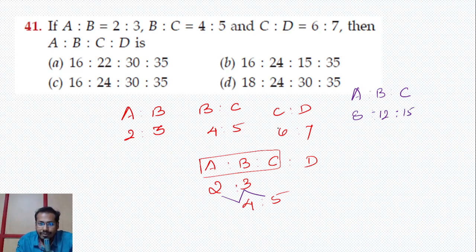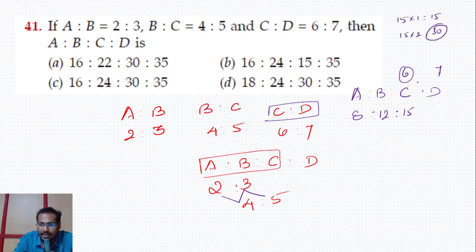Now I need to find D, correct? So who is in relation with D? C. C is 6 part means D is 7 part. So what I am going to do is, see, in 6 part, how many times 15? Actually, in the 6 table, we will not get 15. So 15 times 1 is 15, that does not come in the 6 table. 15 times 2 is 30, this is a multiple of 6. So when I double the number, it comes in the 6 table. So double everything, 24 and 16.